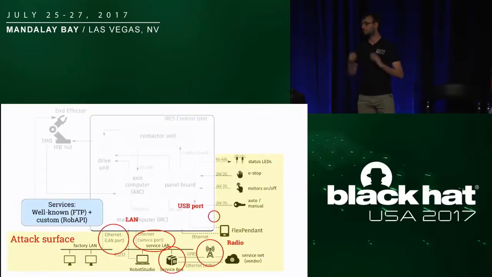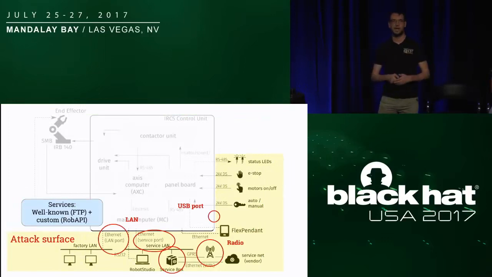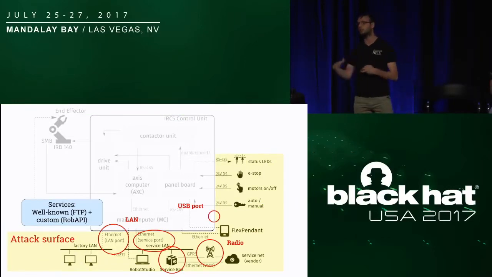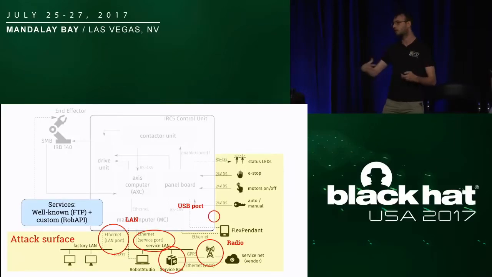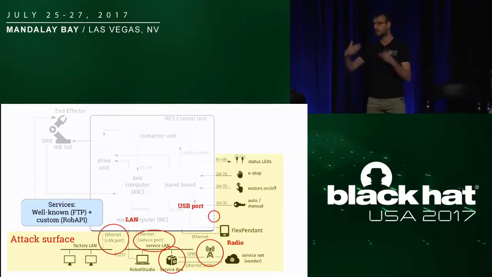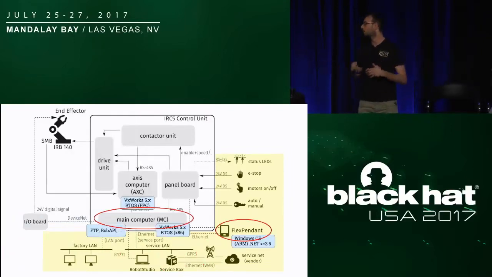So let's go back to the attack surface of the robot. As we told you before, the main component of the robot controller that exposes the most attack surface is the main computer. The main computer exposes a lot of network services, and it is the component that is the gateway between the external world and the controller. So we focused our analysis on the main computer.